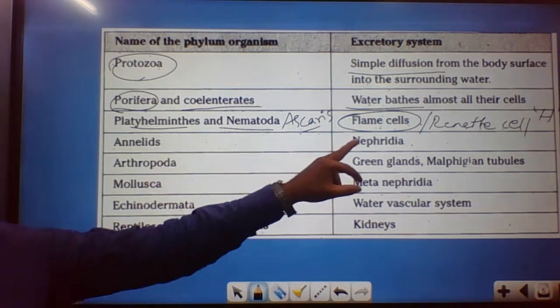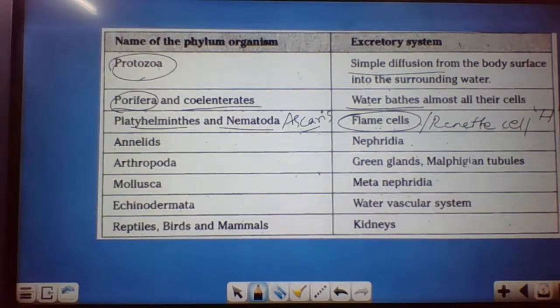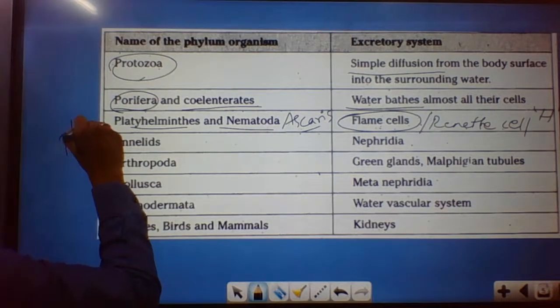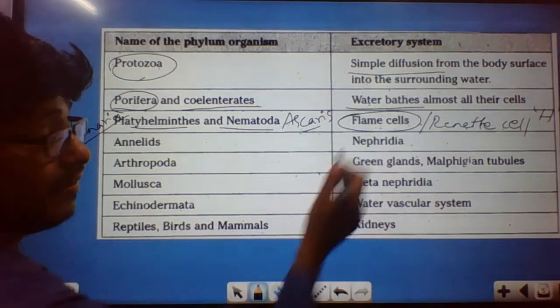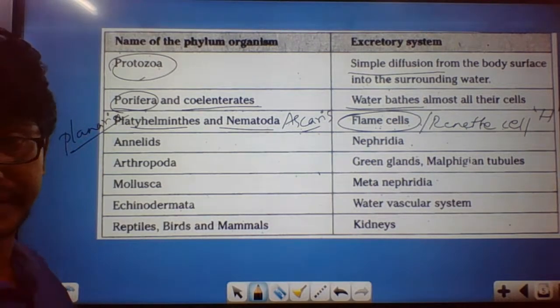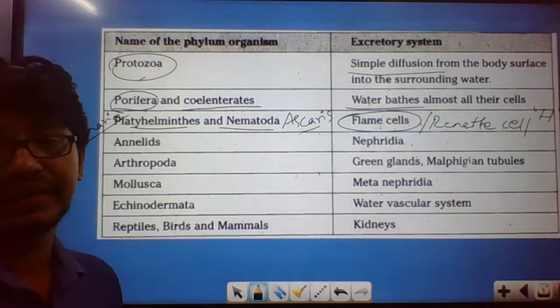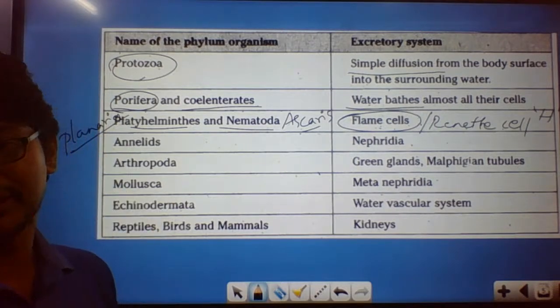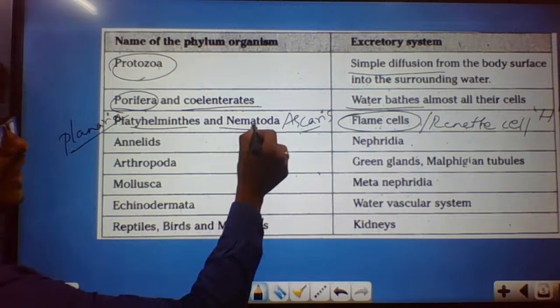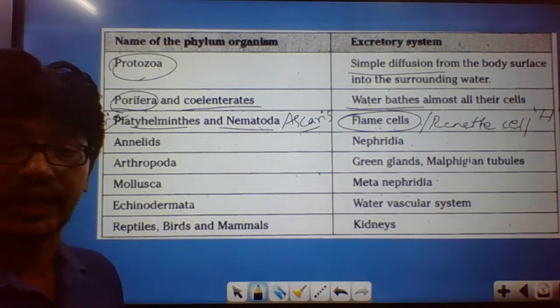Annelids, for example, you take nephridia. Then for platyhelminthes, instead of saying platyhelminthes, sometimes they'll ask planaria. So if the question asks what type of cell planaria has, you should write flame cells. So don't expect only the word platyhelminthes in the question. You must know what things are categorized under platyhelminthes, from the animal kingdom categorization you studied in 11th standard. And when nematodes come, for example Ascaris, the worms there are nematodes, cestodes, trematodes, you must have studied these.